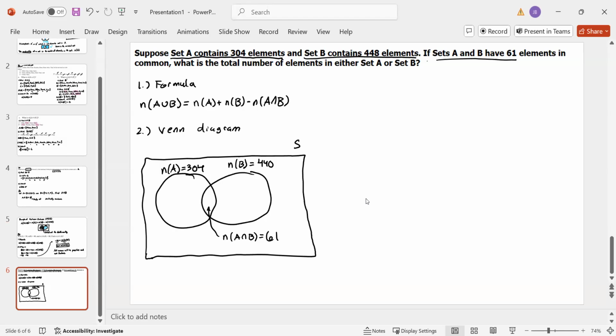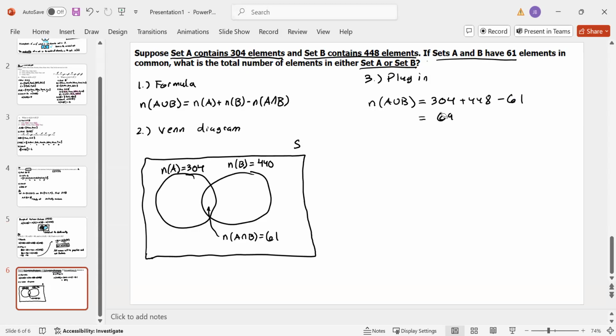Do you have to draw the Venn diagram? You actually don't. This is just helping you visualize what's going on, right? So this is A and this is B, and that's the intersection. And then step three is to plug in, okay? So n of A or B, right? They ask, what is the total number in A or B? And so we plug in 304 plus 440 minus 61. And if you plug that in correctly, you're going to get 683.